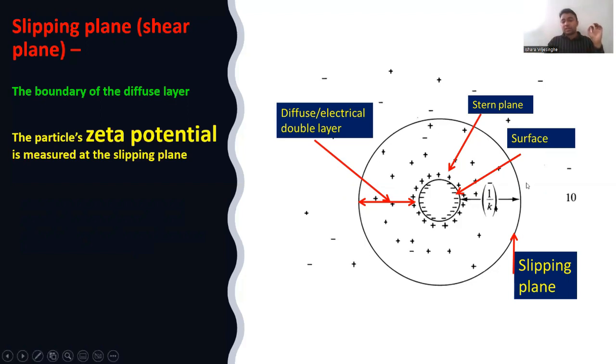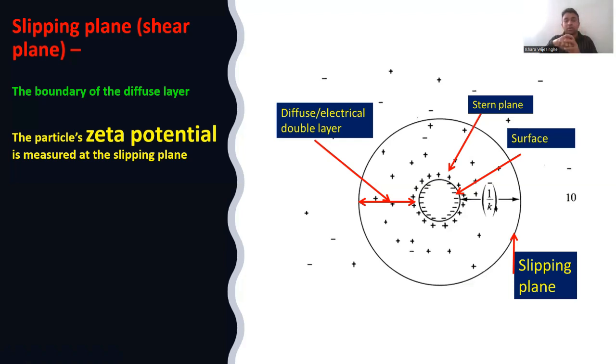This limit of the electric field exerted by the negative charges of the rubber particle is called the slipping plane. Slipping plane is the boundary of this electrical double layer. It's like the ellipse of Pluto. Within that, the gravitational field of the sun is available, within the sphere or the ellipse of Pluto.